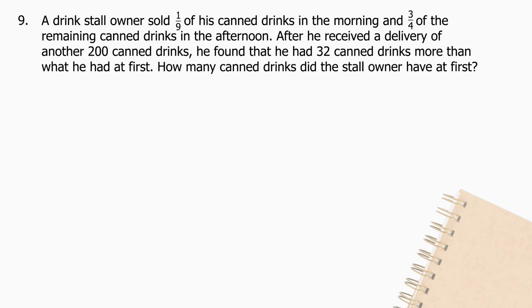Question 9. A drink stall owner sold 1/9 of his canned drinks in the morning, and 3/4 of the remaining canned drinks in the afternoon. After he received a delivery of another 200 canned drinks, he found that he had 32 canned drinks more than what he had at first. How many canned drinks did the stall owner have at first?